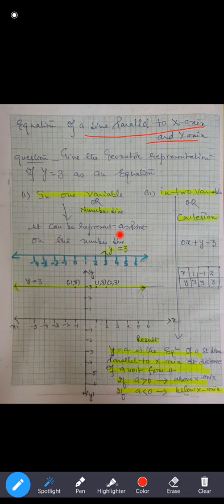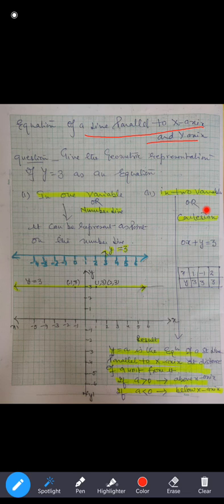First, we will plot in one variable. In one variable, or you can say on the number line. If you have to plot the equation y is equal to 3 geometrically as a one variable equation, then it can be represented as a point on a number line. You will draw a number line and mark the point y is equal to 3.